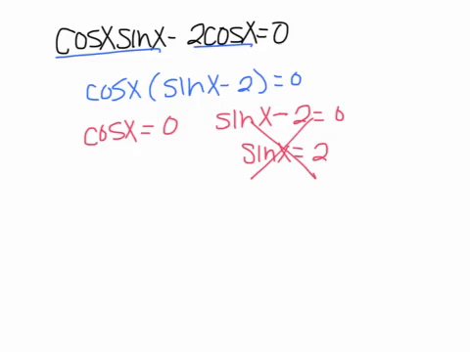Next, where is cosine 0? Cosine is 0 at pi halves and at 3 pi halves.